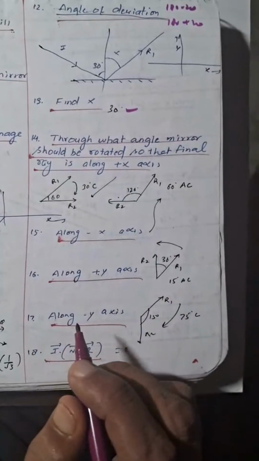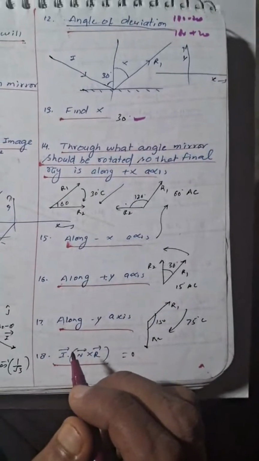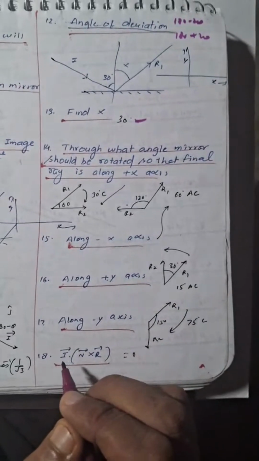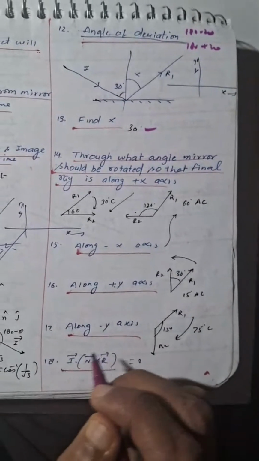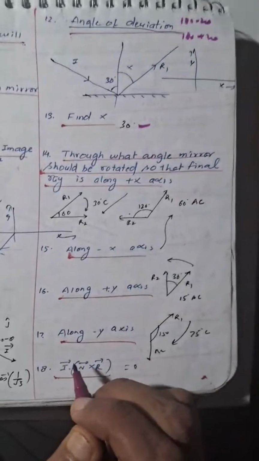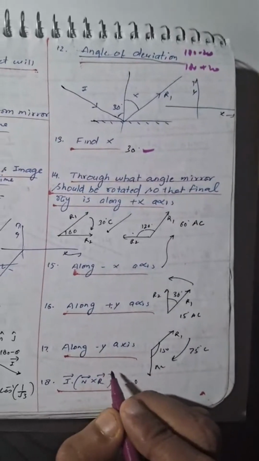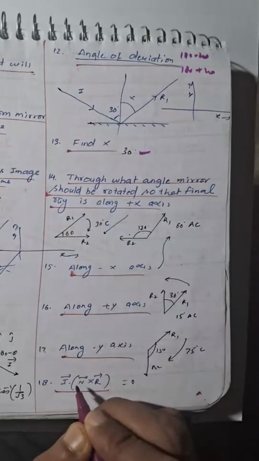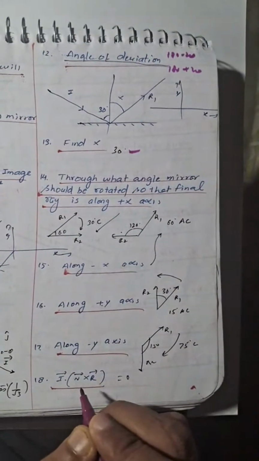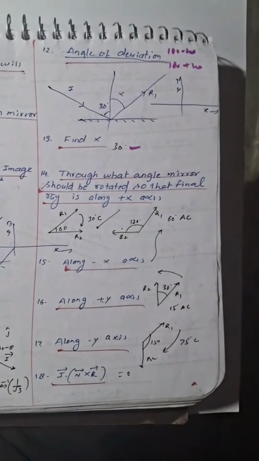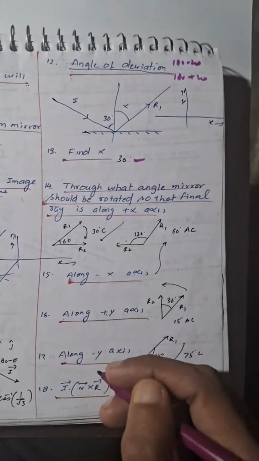Now there is one important thing, that the scalar triple product of the three vectors is 0 because the three vectors are coplanar. So n cross r vector will be perpendicular to vector I. So the angle between them is 90, hence their dot product will be 0. So in this way, we can see that the triple product is 0 over here.